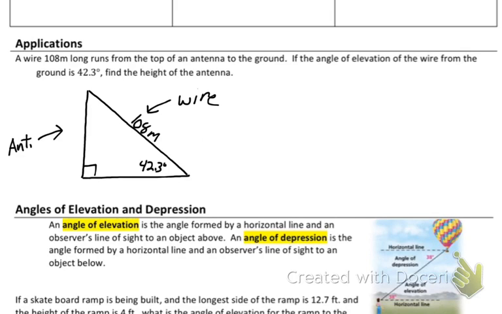But they give us two points. They said from the ground and angle of elevation. So it's going to be 42.3 degrees right there. And it says find the length of our antenna. So my antenna is X. Which trig function should I use?